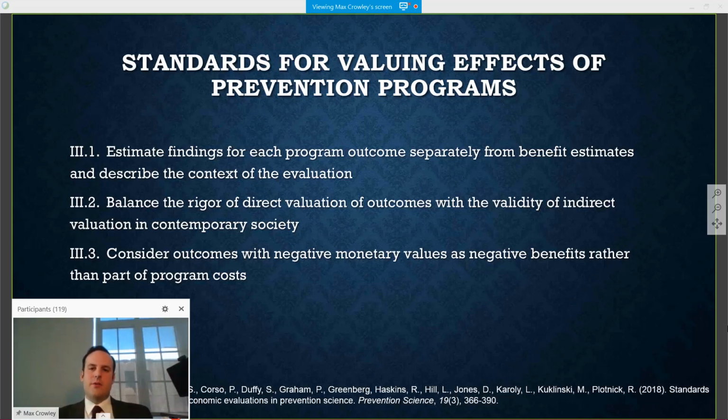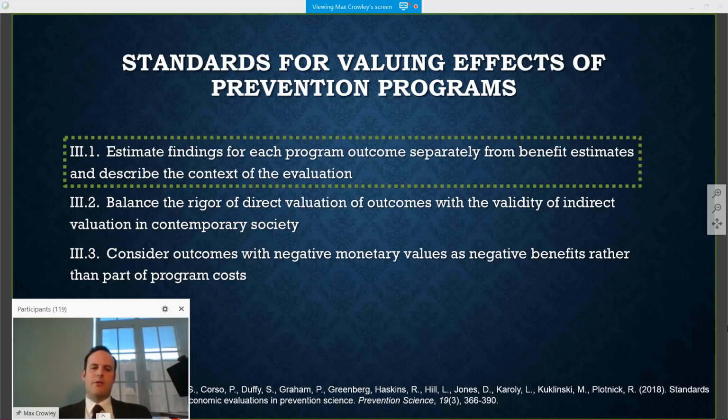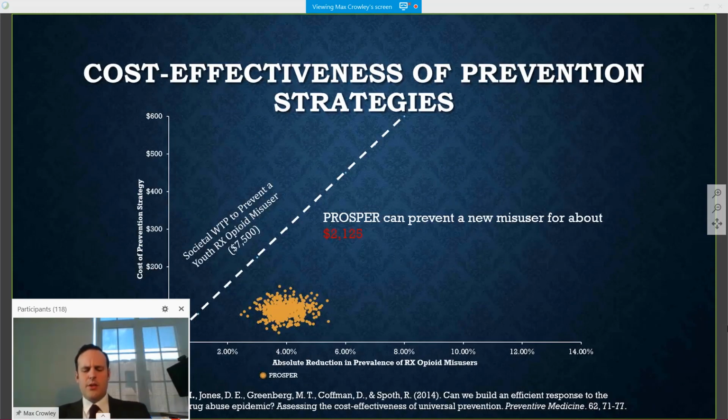But the second category of standards is for valuing effects of prevention programs. In particular, today what I want to focus on is standard 1 of this category around estimating findings, the need to estimate findings for each program outcome separately from benefit estimates and describe the context of the evaluation. So this is a particularly important area, and again I'm going to use the PROSPER prevention system as an example and some of the work that was done there.